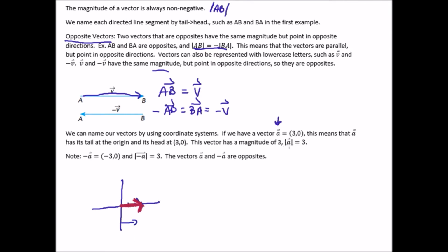Okay, so absolute value. These absolute value symbols actually just mean magnitude. Okay, magnitude of A equals 3. So note negative A, like negative vector A equals negative 3, 0, and the magnitude of negative vector A equals 3. So the vectors A and negative A are opposites.